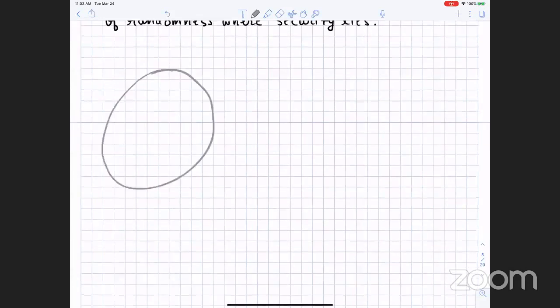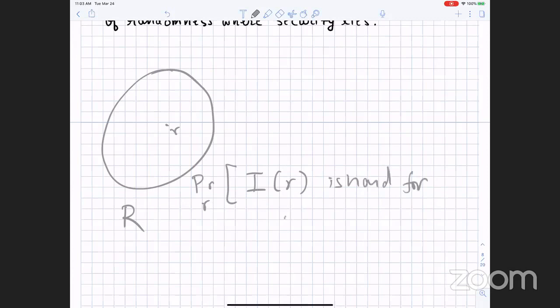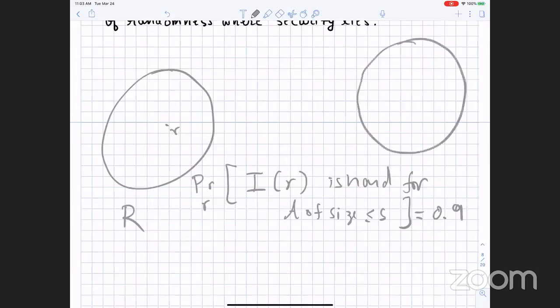So let's say this is a set of randomness, and there is some procedure I where you have this R which is inside the randomness, and the procedure I allows you to generate some hard problem for an adversary. You are given a promise that the probability over R that I(R) is hard for all adversaries A of size S is 0.9.